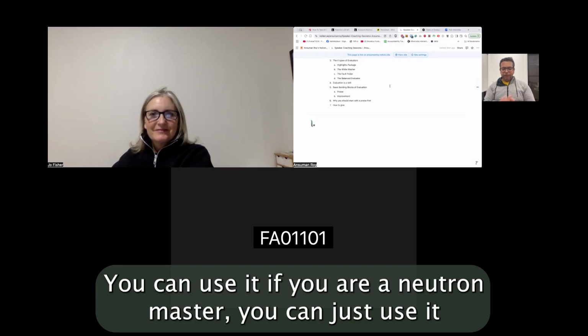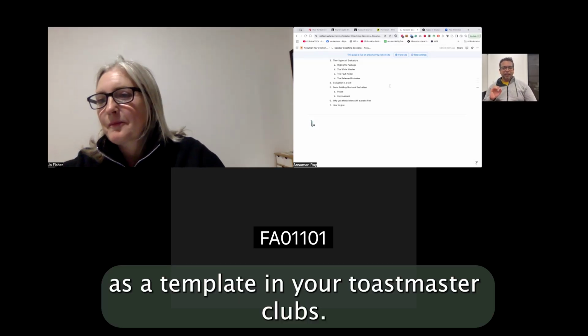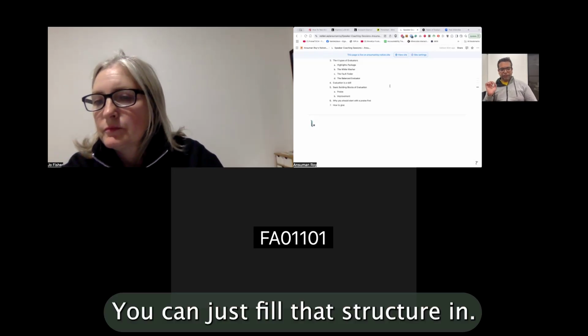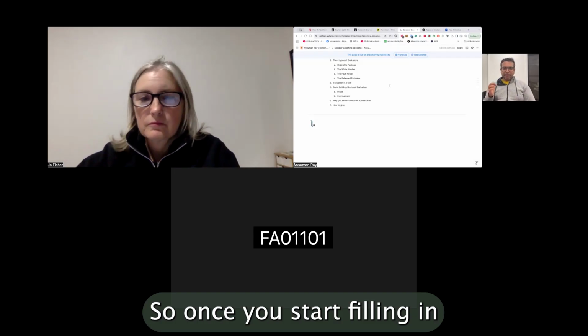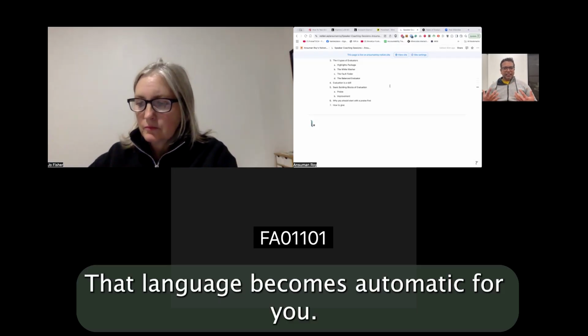You can use it. If you are a new Toastmaster, you can just use it as a template in your Toastmasters clubs. You can just fill that structure in. Once you start filling it in, after a few sessions it starts getting automatic. That language becomes automatic for you.